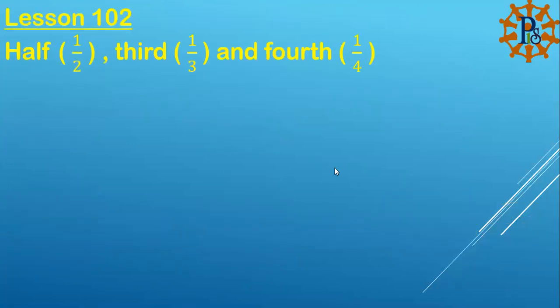Lesson 102 talks about three different things. It talks about half. It means 1/2. We read it like this: 1/2, and this name is half. Here we have third. Third means 1/3, because the one is at the top and the three is at the bottom. And fourth, 1/4. So lesson 102 talks about three parts: half, third, and fourth.